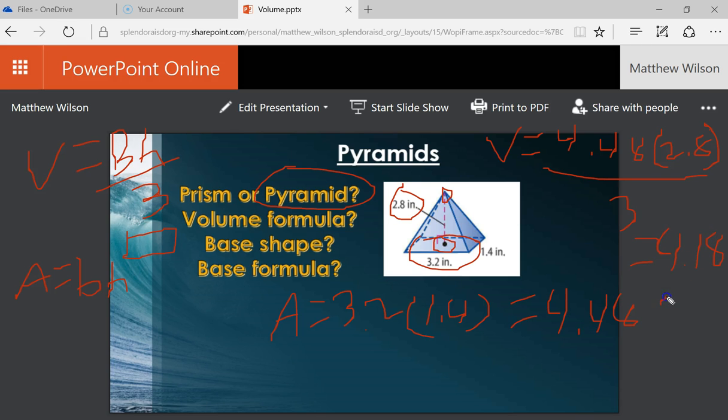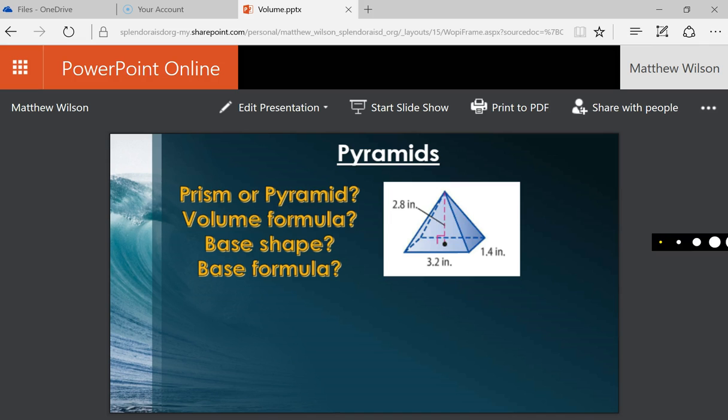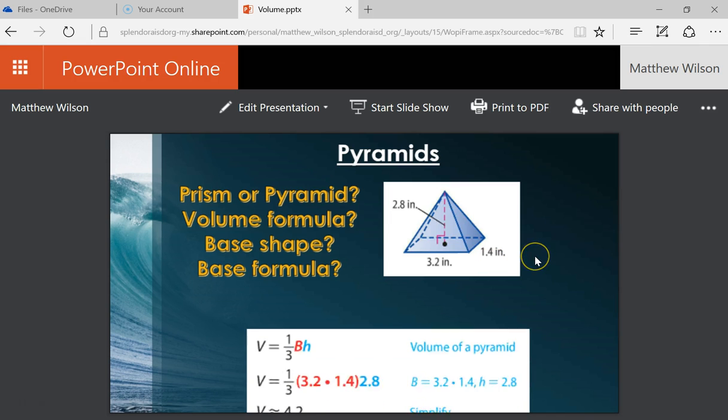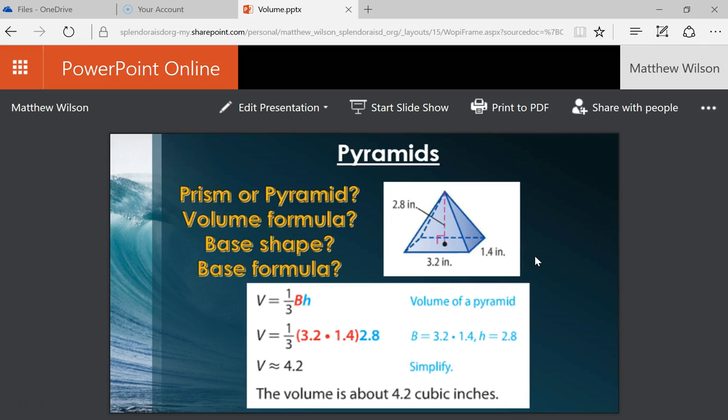And that's going to be inches cubed. So the volume is about 4.2 cubic inches.